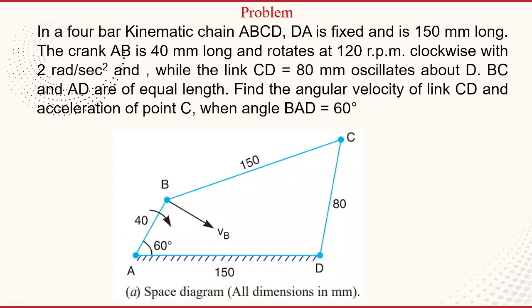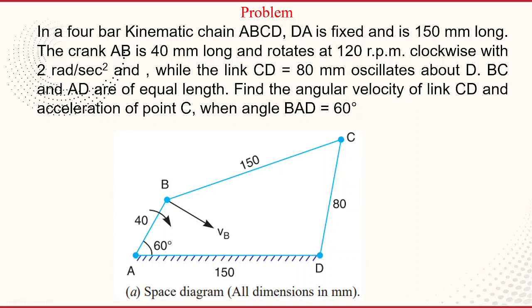In a 4-bar kinematic chain ABCD, AD is fixed and is 150 mm long. The crank AB is 40 mm long and rotates at 120 rpm clockwise with 2 radians per second square angular acceleration, and the link CD, equal to 80 mm, oscillates about D. So BC and AD are of equal length.